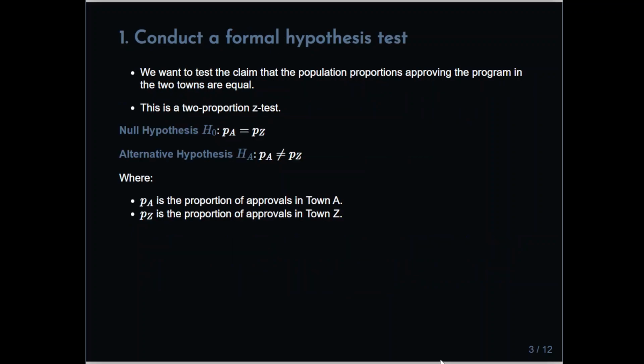Okay. So what we're going to do here is conduct a formal hypothesis test, and we want to test the claim that the population proportions approving the program in the two towns are equal. So this is a two proportion Z test. Essentially what we're looking at here is, is there a difference in the proportions. Okay. So the null hypothesis is PA equals PZ. That is, PA and PZ are the proportions of approvals in town A and in town Z. The alternative hypothesis, HA, is that they are not equal.